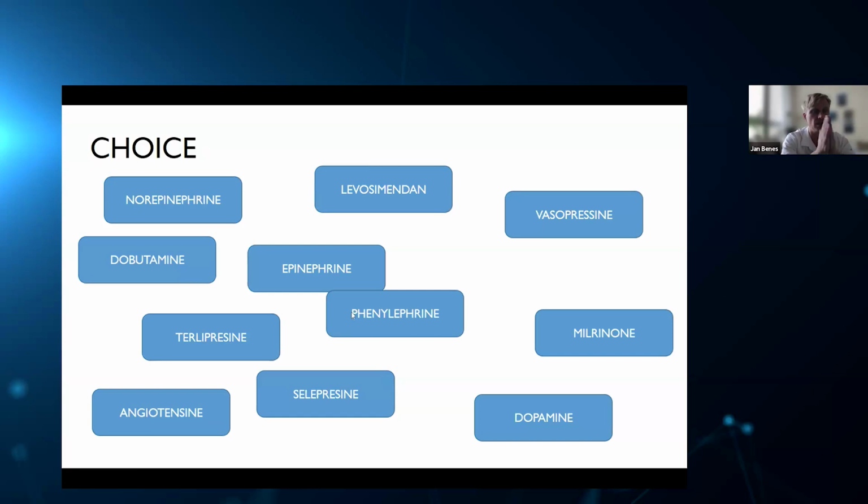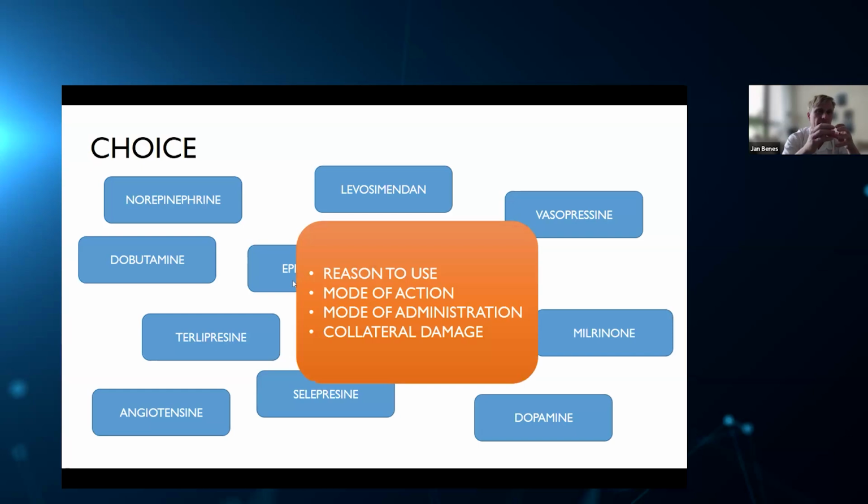So when we are treating the critically ill, we frequently have a large number of different drugs in front of us. We have to make the right choice. And what we'll discuss today is the reason to use some of these, what the mode of action of these is, and what the mode of administration is. And in all the drugs, in all that we are doing to a critically ill patient, we always have to keep in mind that there is collateral damage. And we should always use the least damaging, the least dangerous thing. That's something we have to bear in mind when we are dealing with the critically ill.